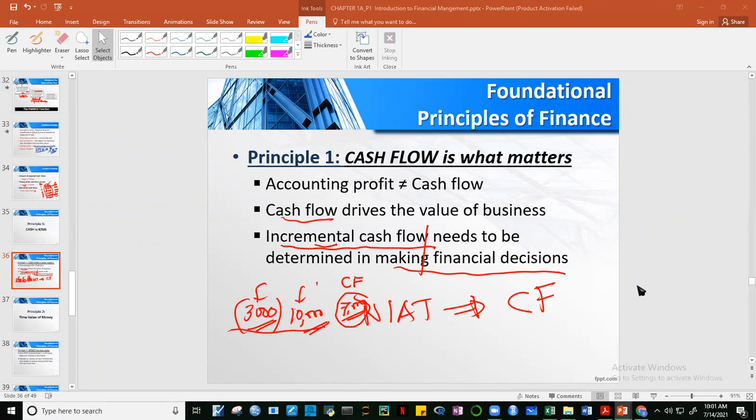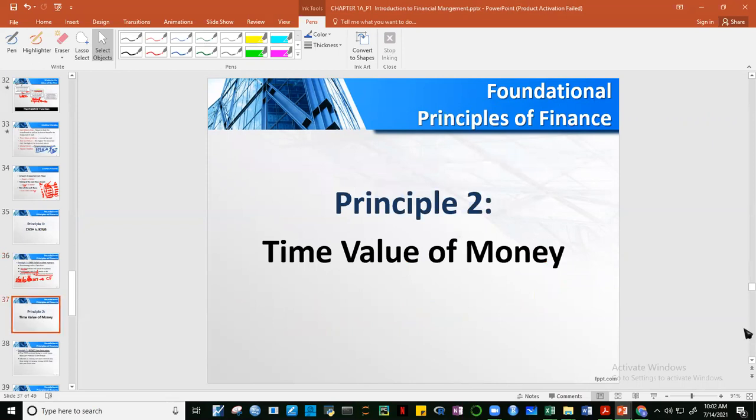So, tandaan natin, guys, accounting profit is not equal to cash. It's cash flow that drives the value of business, and incremental cash flow is what's considered. So on the same year, sabi ko nga, kapag may inflow and outflow happening at the same time, just get the increment. Yun lang yung tinitingnan natin. Okay, next, time value of money.